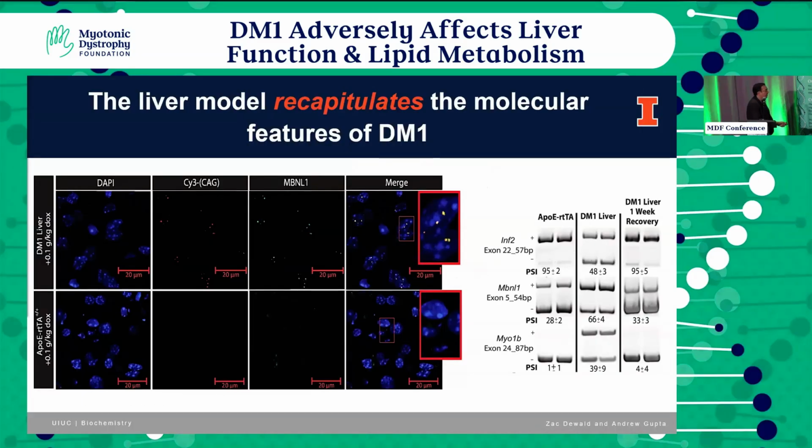As is shown here, the liver-specific model recapitulates the major molecular features of DM1, which includes doxycycline-dependent repeat expression, formation of nuclear foci, sequestration of muscleblind proteins on those RNA foci that are seen here, and misregulation of alternative splicing that can be reversed following doxycycline removal from the diet. In a week, we can see that the splicing can go back to normal if we remove doxycycline and turn off the repeat expression.